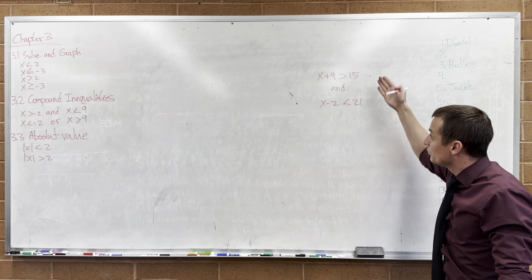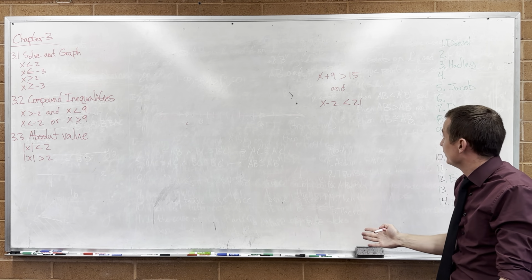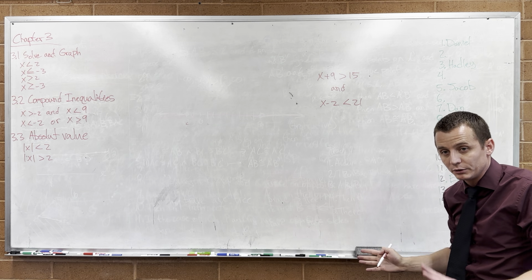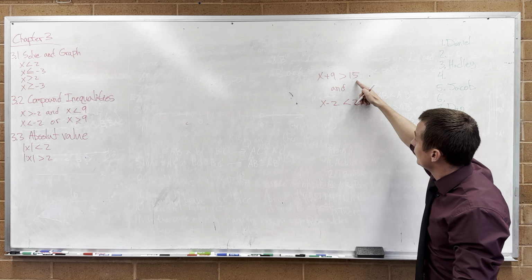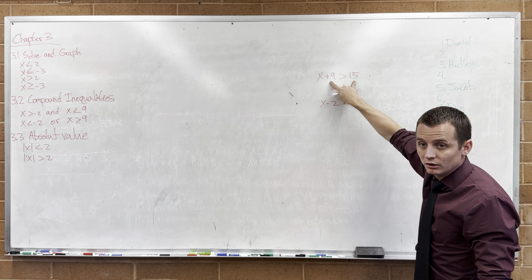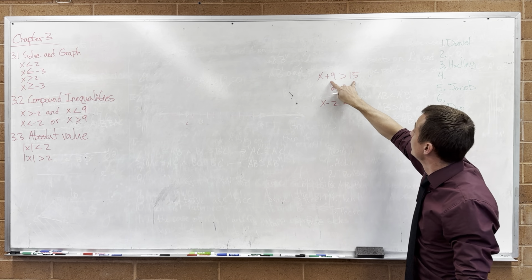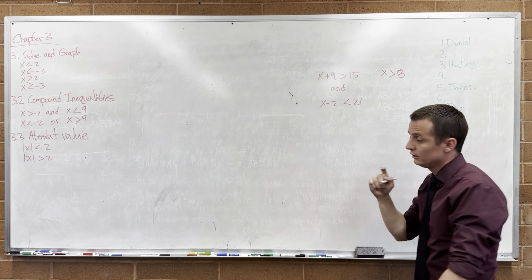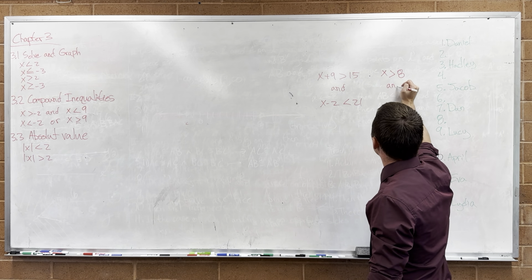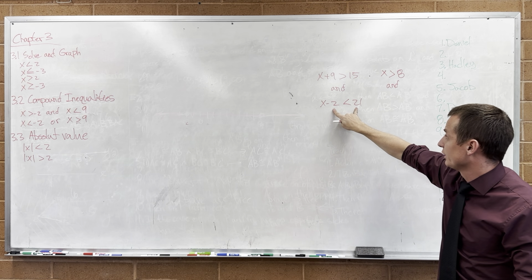Again, you solve each of these just like their equations. Only difference is, if you multiply both sides by a negative number, flip the inequality. So from x plus 9 is greater than 15, what are we going to do with this? We're going to subtract 9, and we're going to get x is greater than 6. Right? And from this, what are we going to do to both sides of this?